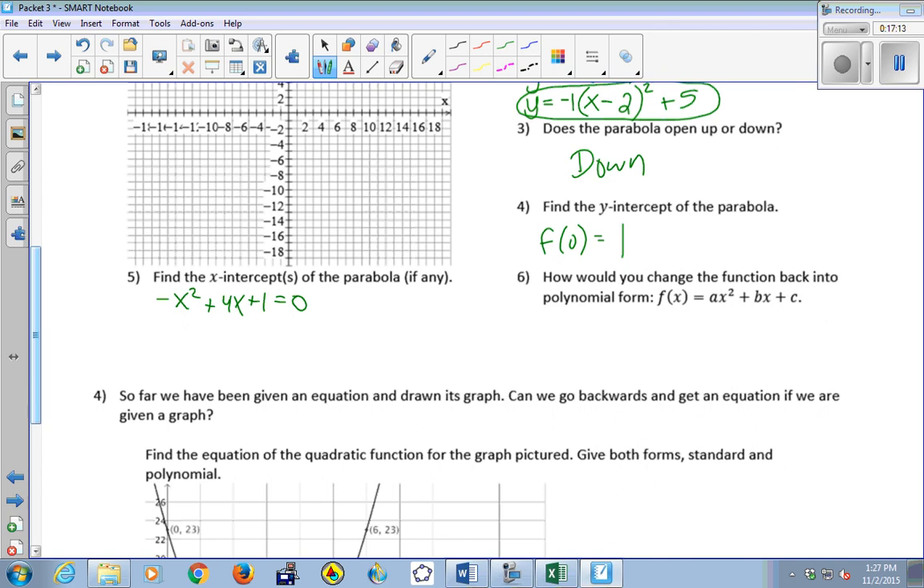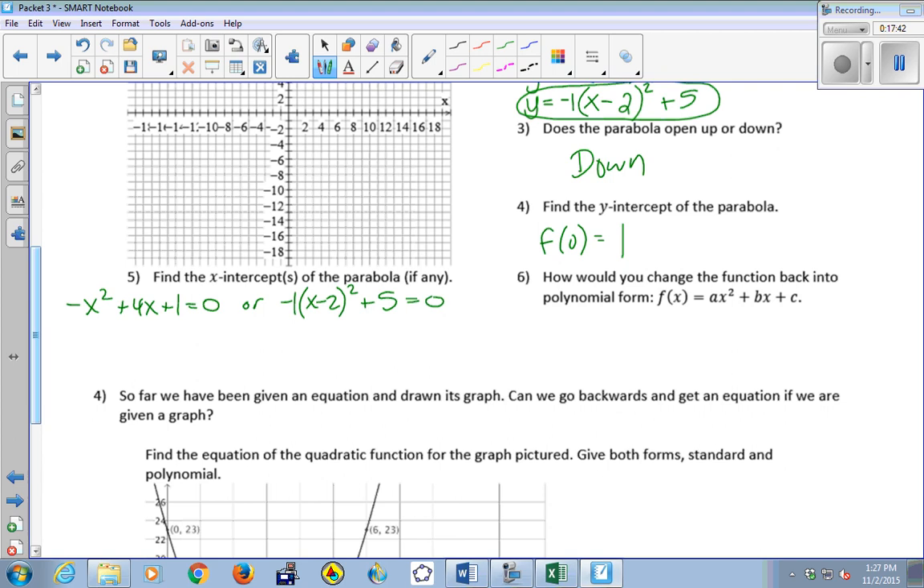I'm going to do a little trick. So this is -x squared plus 4x plus 1 equals 0. Equivalently, I could set my other equation equal to 0 and solve it because they are the same. They're totally equivalent. So I could do -1 times x minus 2 squared plus 5 equals 0. Those two formulas are the same. So I'm going to do a little trick.